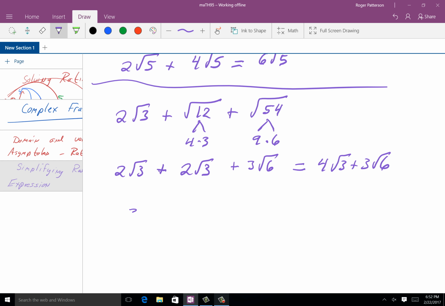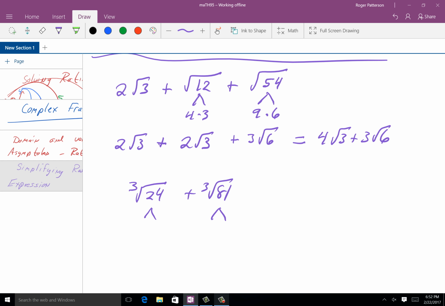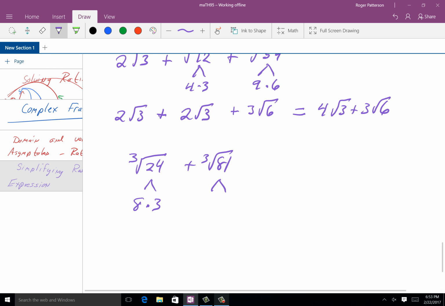They have a cube root one. Yeah, 24. Again, we can't add these, but maybe we can break them down and then we will be able to add them. So for 24, we have to find the largest perfect cube that goes into 24. 8 goes in there 3 times. So that breaks down to 2 cube roots of 3. Is everybody seeing that?